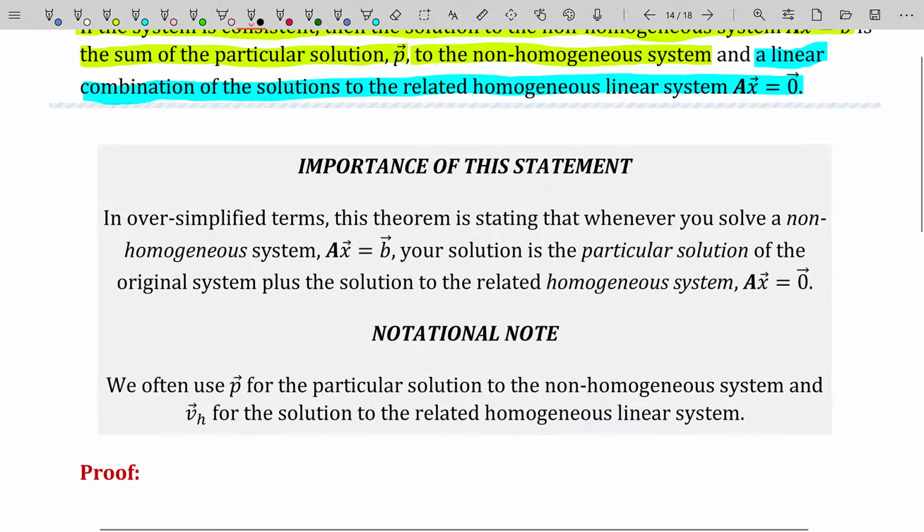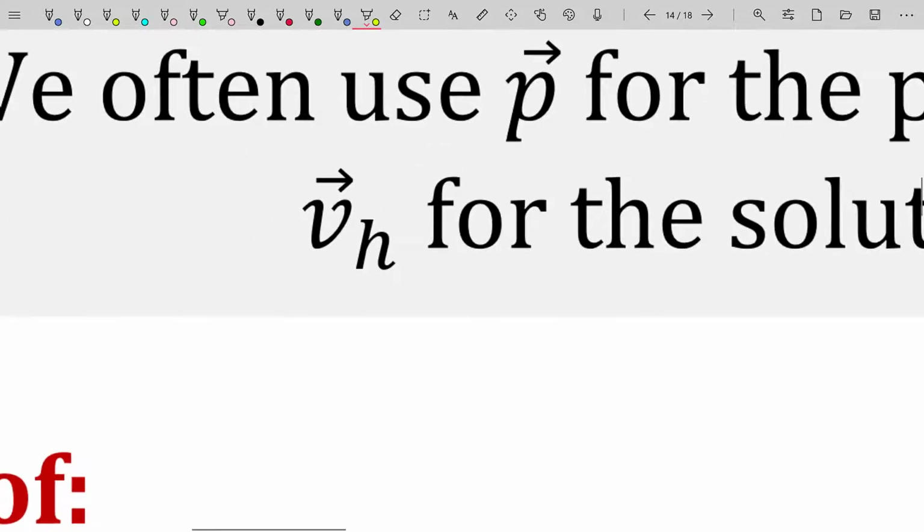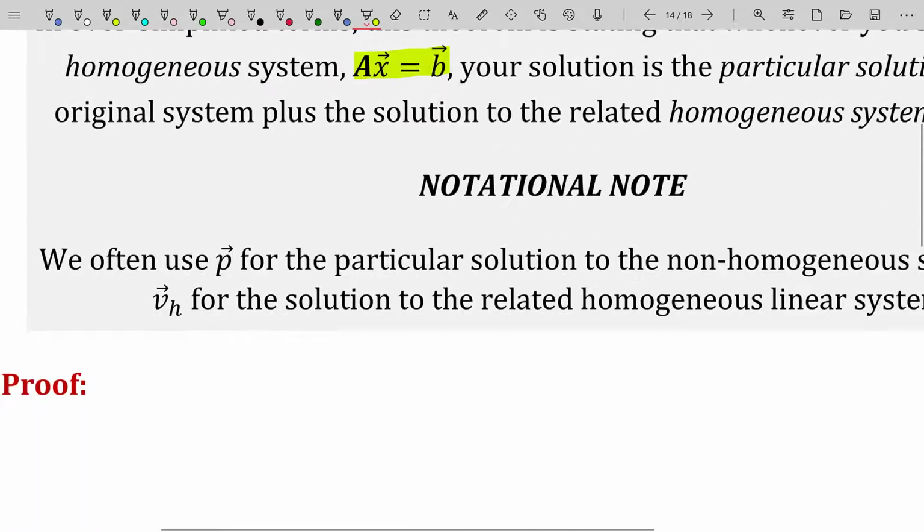Now, the importance of this statement. In oversimplified terms, this theorem is stating that whenever you solve a non-homogeneous system, Ax = b, and this is what I was saying earlier, your solution is the particular solution of the original system, Ax = b, plus the solution to the related homogeneous system, Ax = 0. Now, it's somewhat simplified to say it that way, but it is pretty much true. And as a notational note, we often use the vector p for the particular solution to Ax = b, and v sub h for the solution to the homogeneous system.